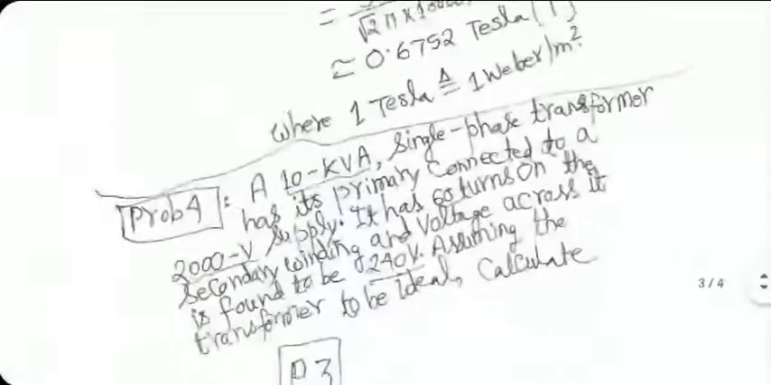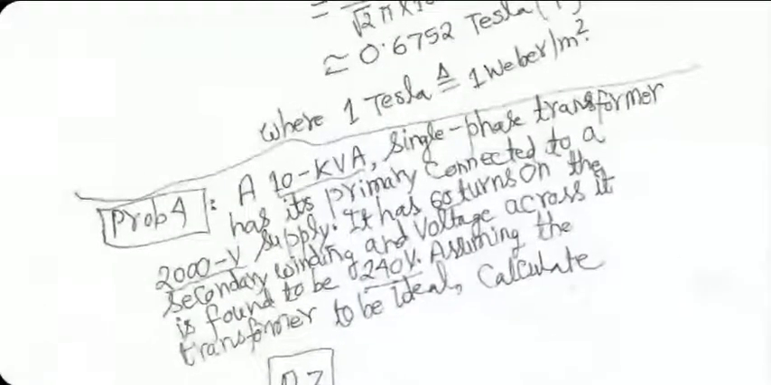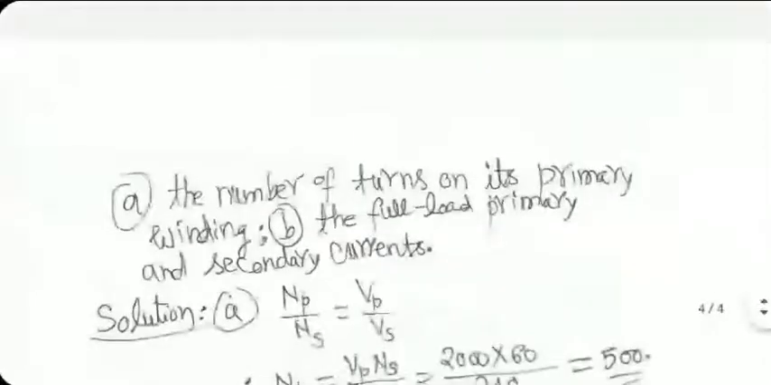Next one. A 10 kVA single phase transformer has its primary connected to a 2000 volt supply. It has 60 turns on the secondary winding and voltage across it is found to be 240 volt. That means secondary voltage is 240 volt. Primary voltage is 2000 volts. It's a lossless case again. Assuming the transformer to be ideal, calculate the number of turns on its primary winding and the full load primary and secondary currents.